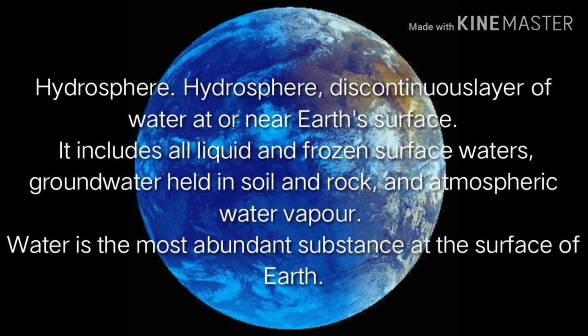Hydrosphere, discontinuous layer of water at or near Earth's surface. It includes all liquid and frozen surface waters, groundwater held in soil and rock, and atmospheric water vapor. Water is the most abundant substance at the surface of Earth.